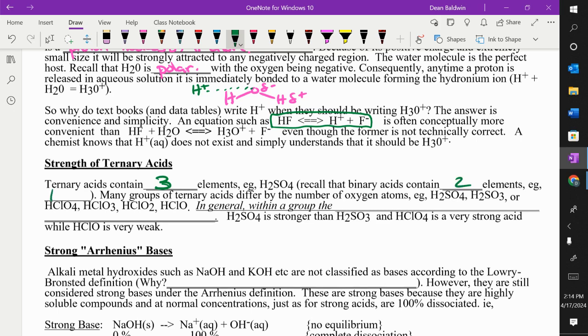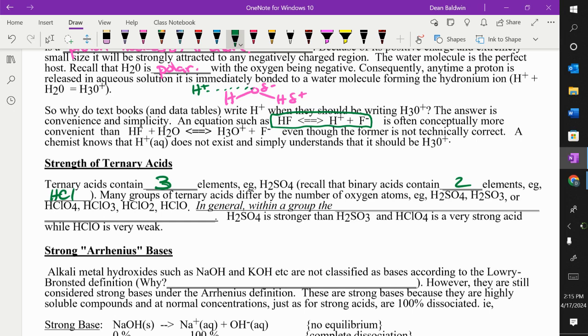So HCl is sort of the common one. HF, HBr, and so on. Ternary acids differ by the number of oxygen atoms, usually. So you have H2SO4, which is, what's the name? Sulfuric. Which H2SO3? Sulfurous. We've got HClO4, HClO3, and so on. Basically, it's the number of oxygen atoms.